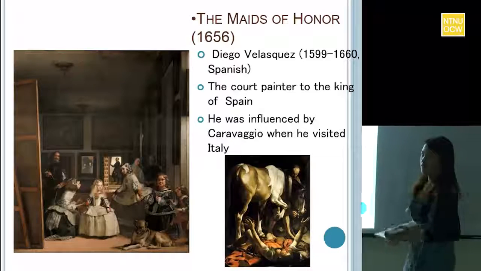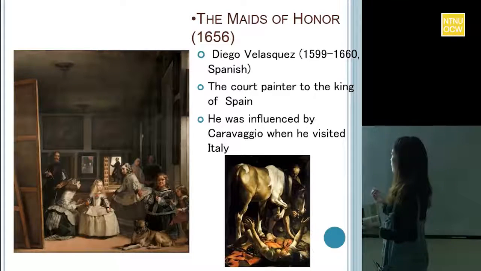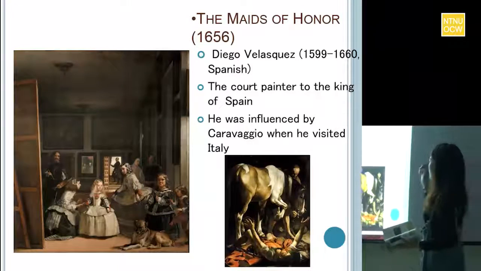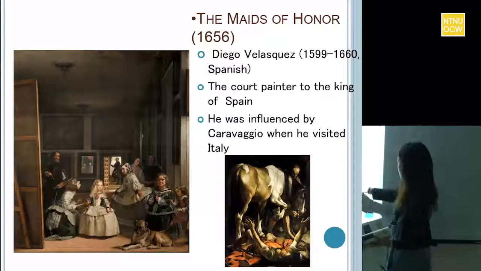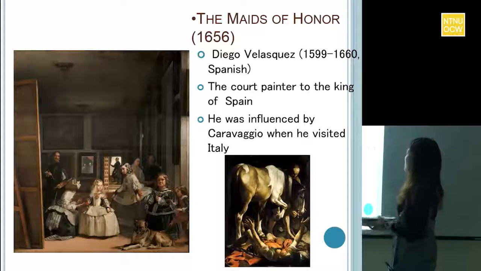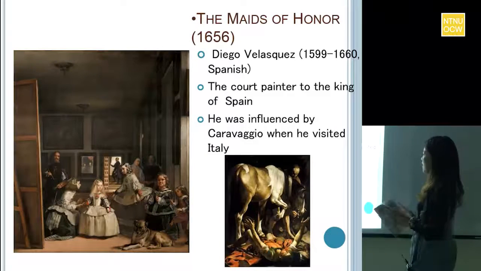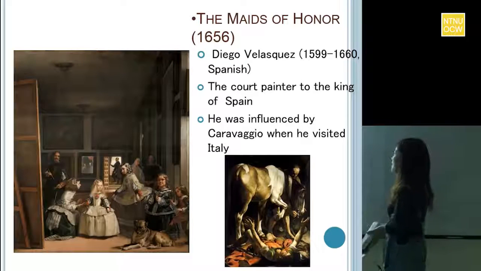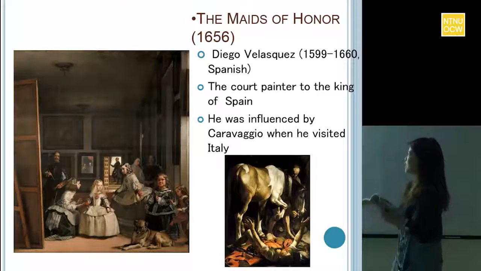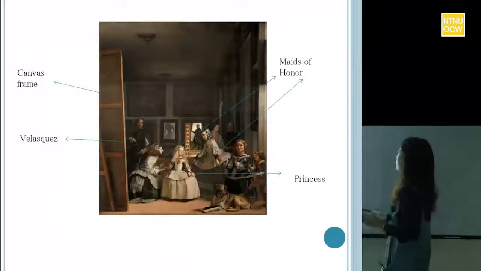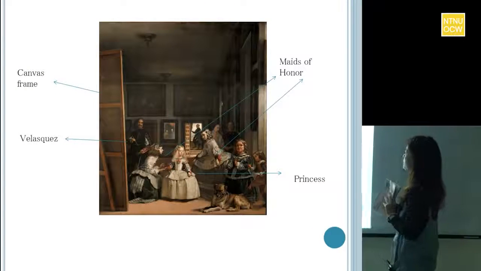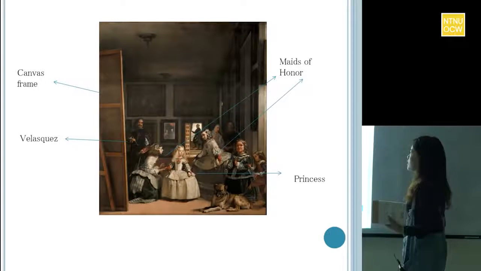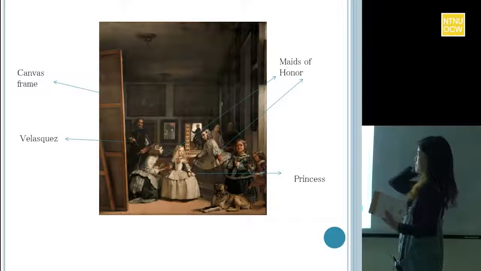And we can see only one light source in the Maze of Honor, and only one light source from the top in the Conversion of Saint Paul. These are the only similarities between Velázquez and Caravaggio. So what makes this picture unique is that the composition is very strange and special.